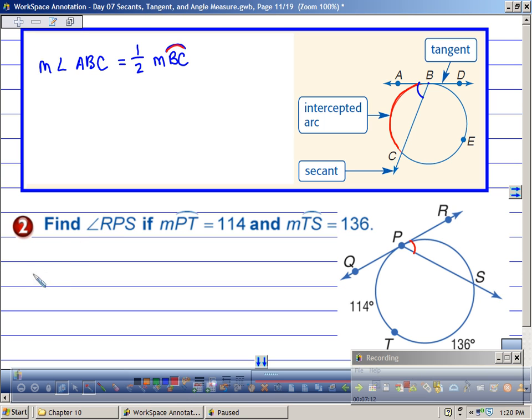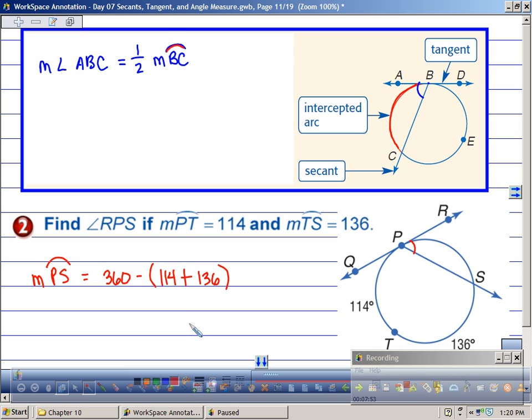Exactly. Good job. So if I want to find the measure of arc PS, I need to take 360 and subtract 114. Oops, I should be subtracting that first. Subtract 114 plus 136. This one? There is no answer. It's just that angle is equal to half of the arc. That's it. We don't have any values for that one.